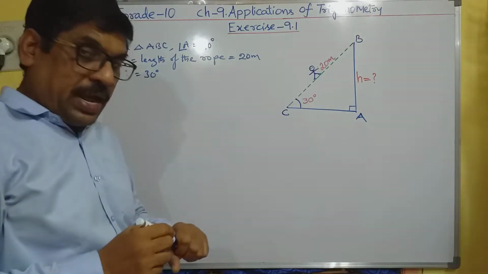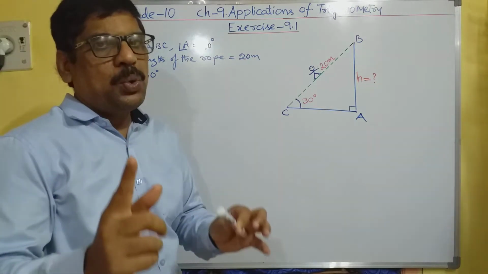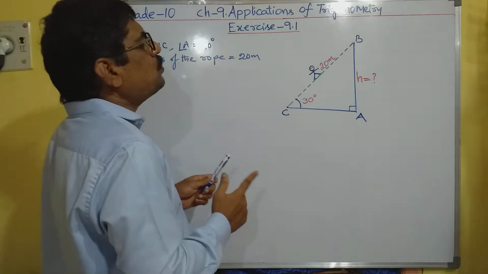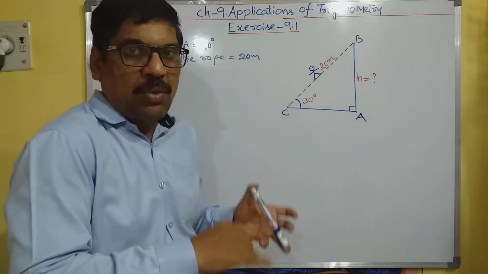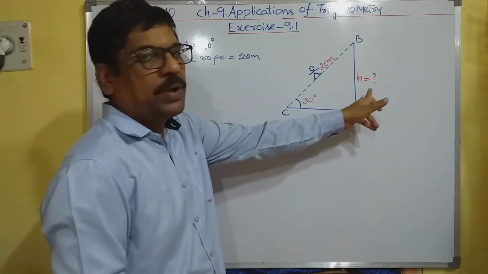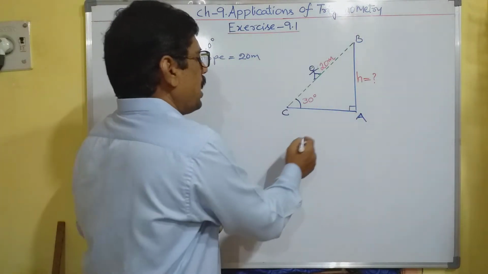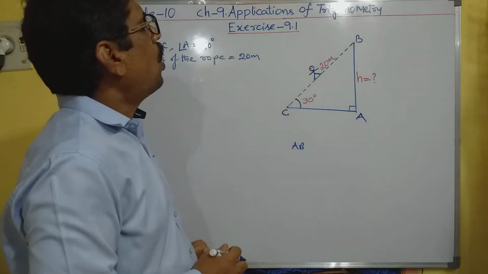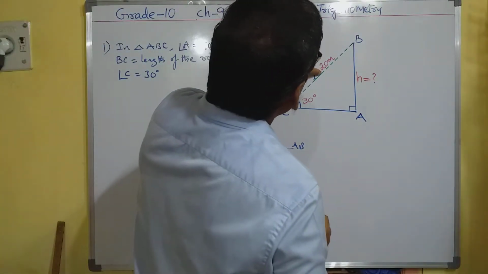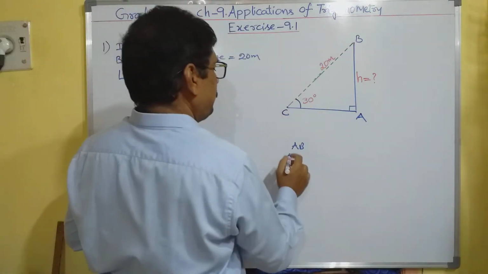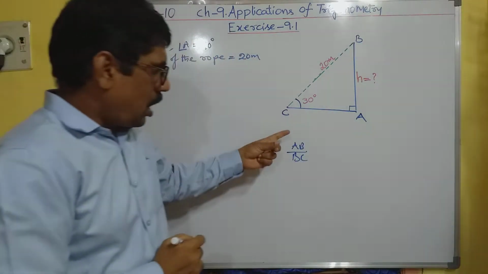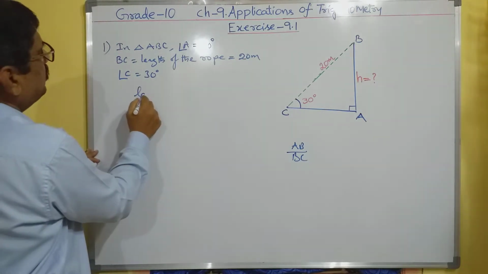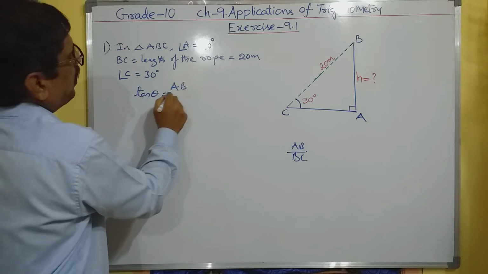Now we need to take the ratio between the unknown and the known side. So which one is the unknown value that we have to find out? That is AB. We need to find the height of the tower. So AB is the unknown. And which one is given? That is BC. BC is given. How much is it? BC is given 20 meters. So unknown, known. So the ratio, tan theta is equal to AB by BC.